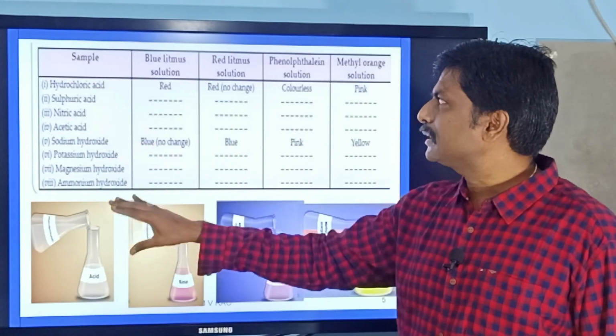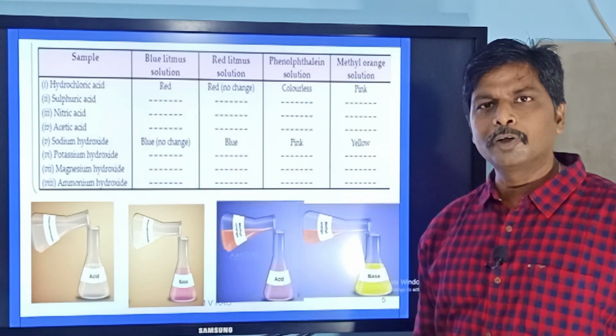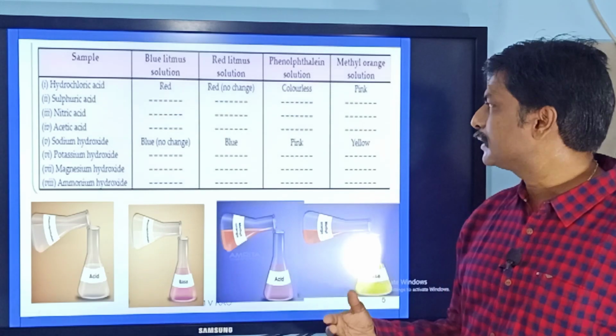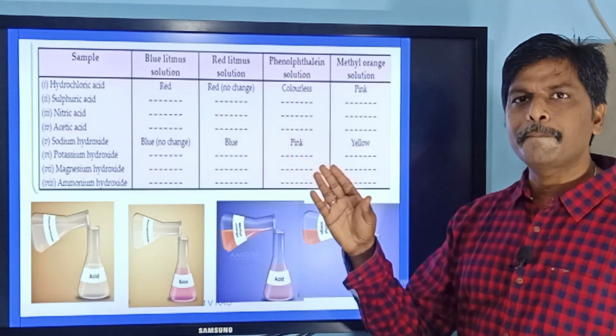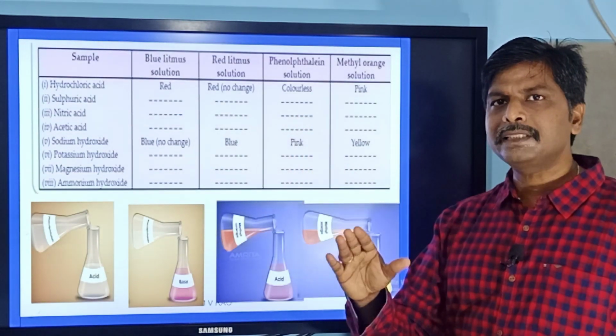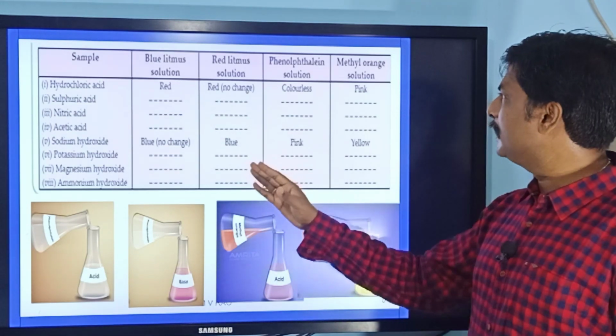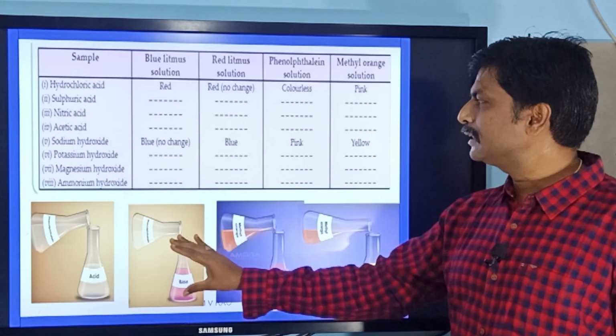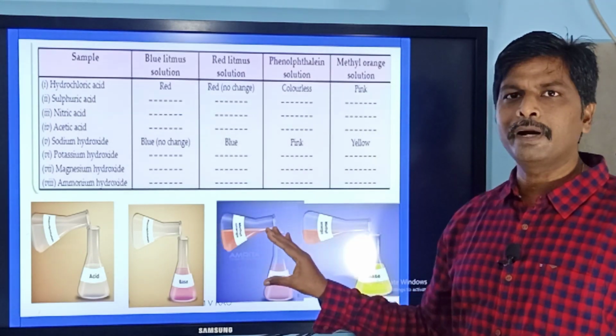So for all these bases, blue litmus solution shows no change in color. Red litmus solution turns blue. All these bases give pink color with phenolphthalein, base phenolphthalein pink color. All these bases give yellow color with methyl orange solution. This is about activity 2.1.